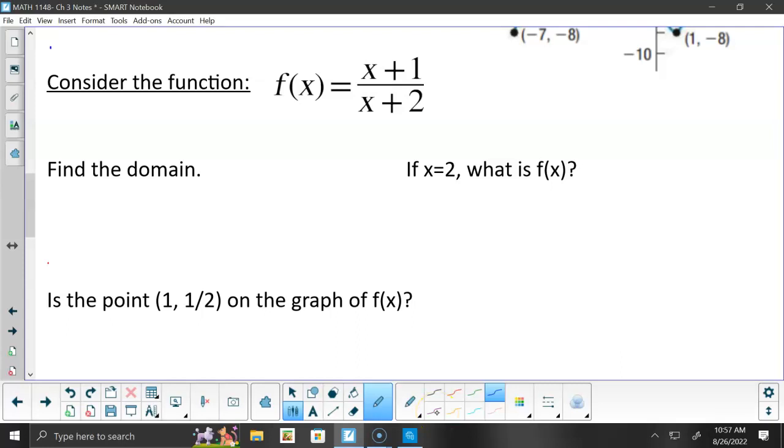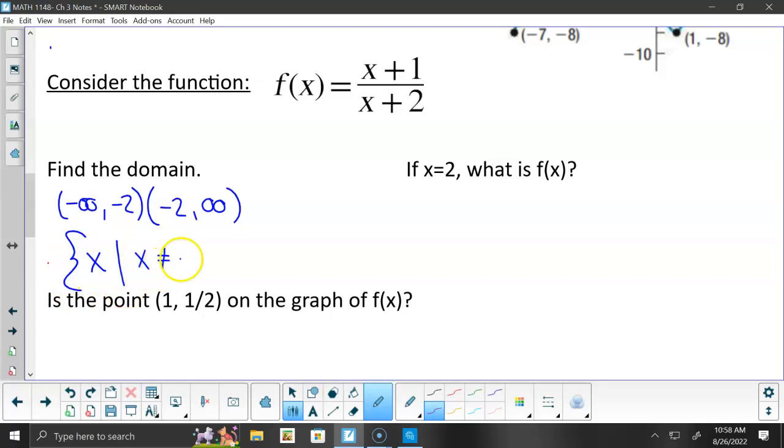All right, ready to talk this one? Okay. So, it says state the domain. Is there any potential issue that I could have that would take something out of the domain? Yes. What? A -2. That would make my denominator equal 0. So, interval notation, -infinity to -2, -2 to positive infinity, or set builder x such that x does not equal -2.